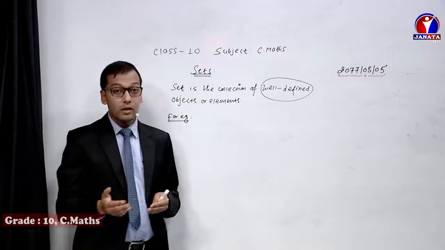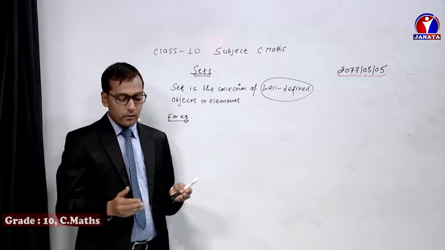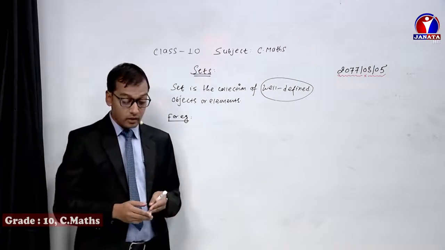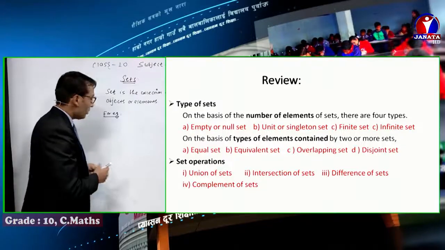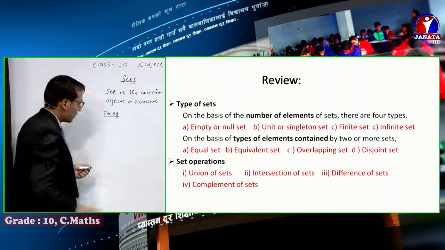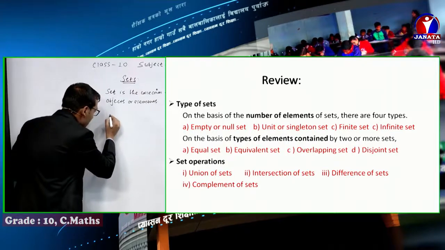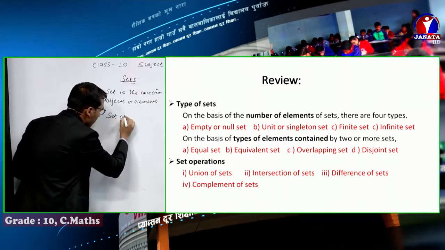What are set operations? In fact, we have 4 different set operations. First is the union of sets. Let me write here: set operations.